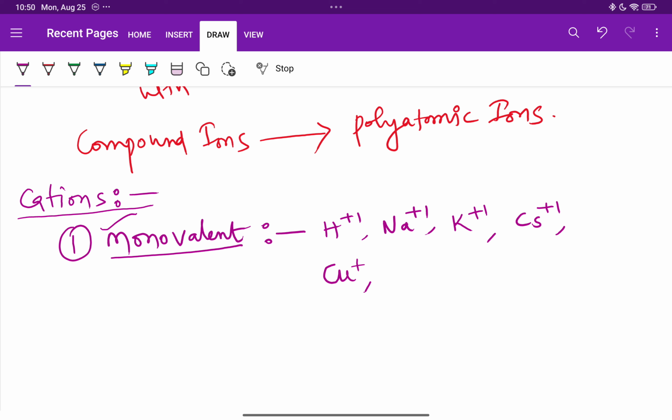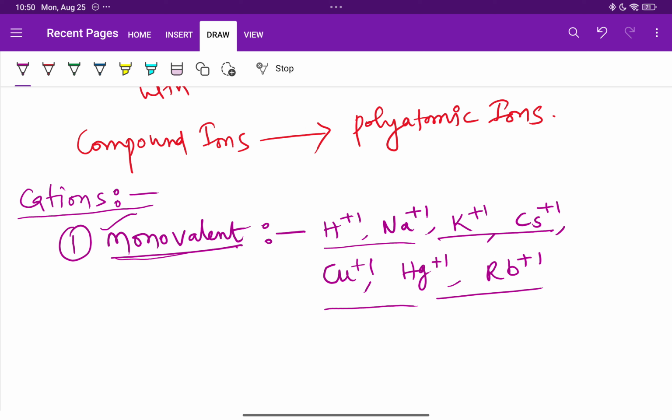at the same time Hg+1, Rb+1. So these all examples belong to monovalent cations because they have plus one charge on them, as well as one valency electron in them. So monovalent means on the atom we need to get plus one charge, and that atom should have one valency electron.